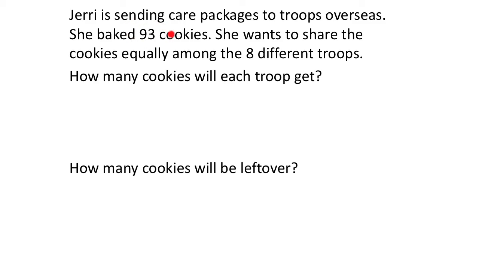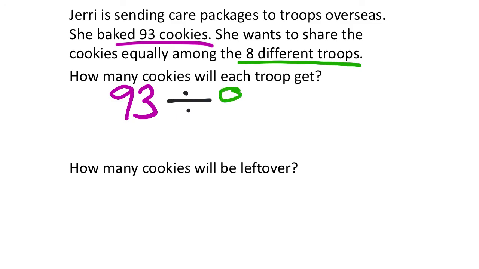But we are dividing 93 cookies up with 8 different troops. So either way you look at it, it's sharing these equally, which means that we're going to be dividing them up. So just from either way that you look at it, you should know that we're looking at division. Well, what are we dividing? We're dividing the 93 cookies up amongst 8 different troops. So 93 is our dividend, 8 is our divisor. Now, if you can do that division in your head, that's super awesome. But I'm going to use long division in this, right? 93 divided by 8.